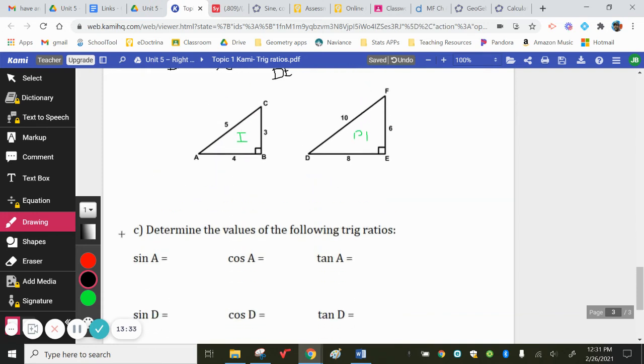This time it says determine the value of the following trig ratios. Sine A. Sine A means I'm going to treat A as the angle. So if A is my angle that's right here, that means from this, here is my hypotenuse on this side. I'll label that HYP for hypotenuse. This is the side opposite, and this is the side adjacent. And so I want to find the ratio for each of these different trig functions using the angle A.